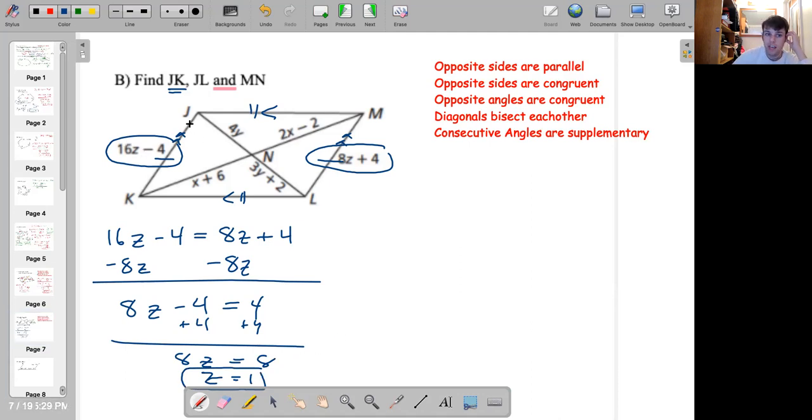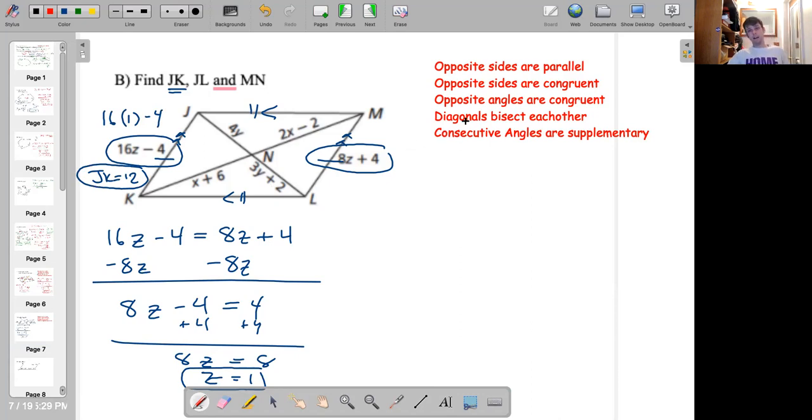That means that for JK, I can just plug in 1 here for z. 16 times 1 minus 4. That's 16 minus 4. That means that JK is going to equal 12. That's our first answer. Let's go ahead and solve for one of these other things.